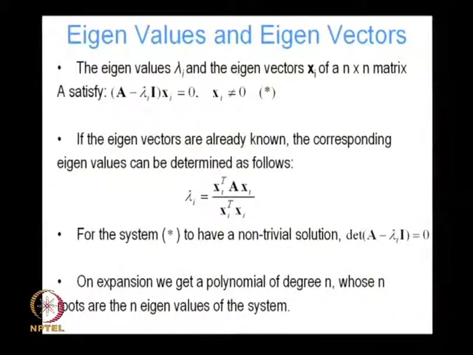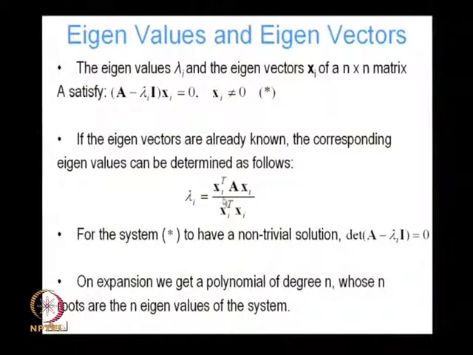The eigenvalues lambda_i and the eigenvectors x_i of an n by n matrix satisfy the relation (A minus lambda_i I) x_i is equal to 0, provided that x_i is not equal to 0. If we know the eigenvectors, we can find the eigenvalues trivially. We just compute A x_i equal to lambda_i x_i. So, x_i transpose A x_i divided by x_i transpose x_i gives us my eigenvalue, right. So, that can be done trivially provided the eigenvectors are known.